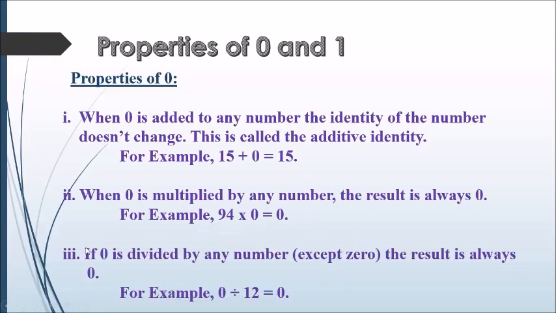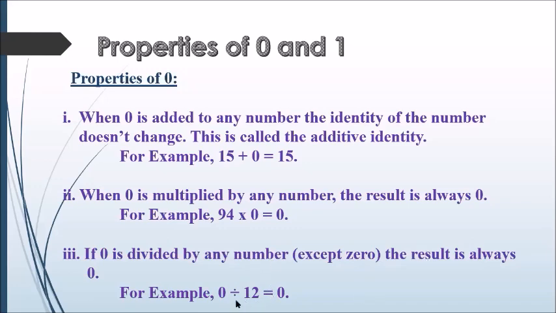The third property of zero is when zero is divided by any number except zero, the result is always zero. Look why it is written except zero. Class, look carefully. The second number is 12. The first number is zero. This is read as zero divided by 12. Zero divided by 12 is equal to 0.